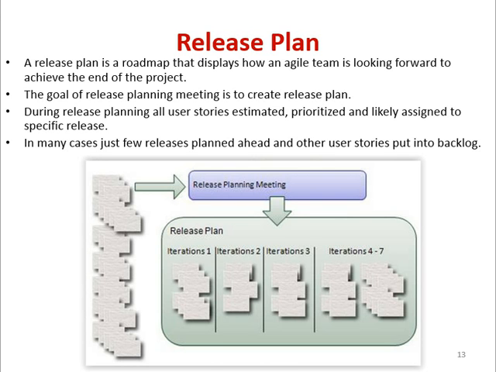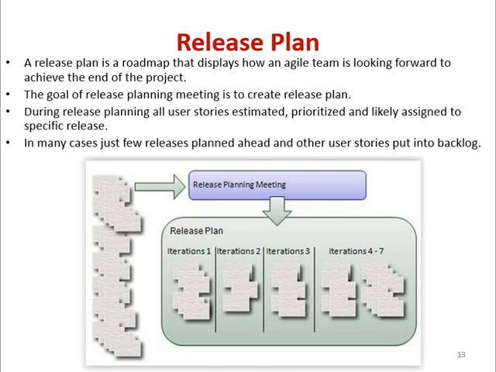Suppose you have 10 user stories, you decide that out of 2 releases, you do the first 5 in release 1 and the next from 6 to 10 in release 2. So this is a release planning at the broader level to explain what exactly release planning is. A release plan might have iteration 1, iteration 2, 3, and so on. In many cases, just a few releases are planned ahead and other user stories are put into the backlog. So it's not necessary that you do all the product backlog user stories in all the releases.